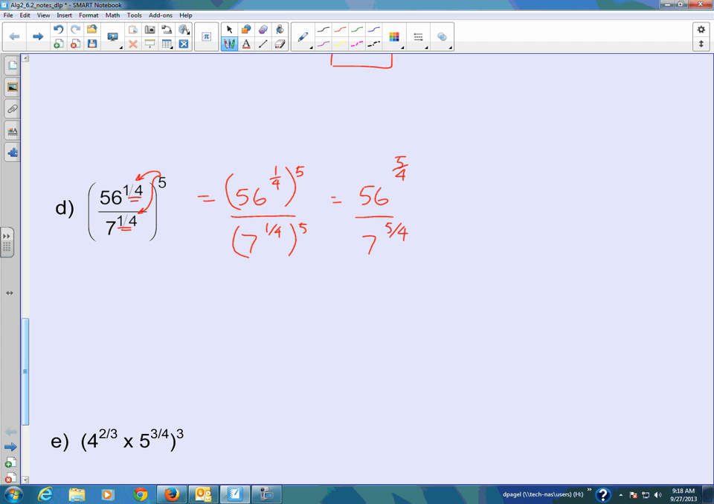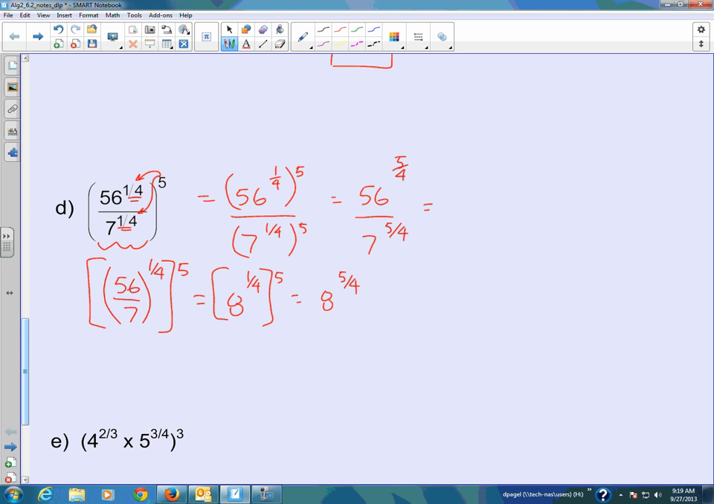exponents. And I could have worked the problem out by looking at the inside of the parentheses first and done this, where I rewrite 56 over 7, all to the 1/4 power, and then raise to the 5th. I could have done it that way. That would have given me 8 to the 1/4 power, all raised to the 5th, and 8 to the 5/4.